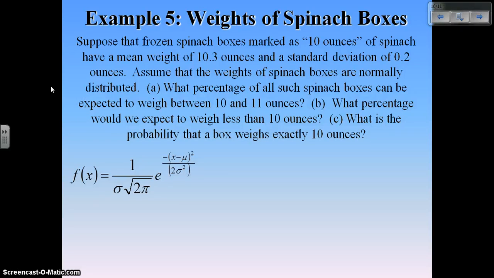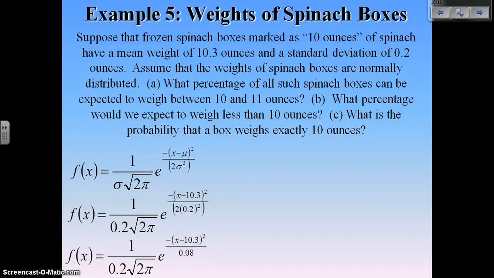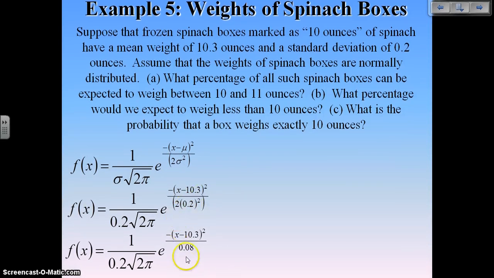First of all, we need to come up with our function. Here's our function from the previous slide. We need to plug in our standard deviation, which is the sigma, and our mean, which is the mu. Standard deviation was 0.2, so that goes there and it goes there. And the mean, mu, was 10.3, so we put that there. And we can simplify that just a bit. 2 times 0.2 squared is 0.08.